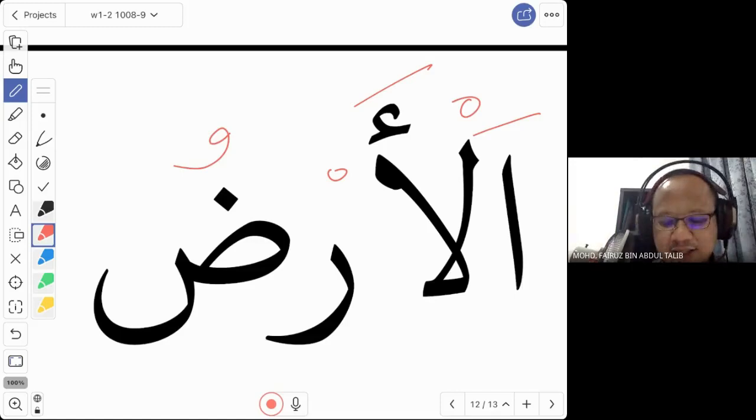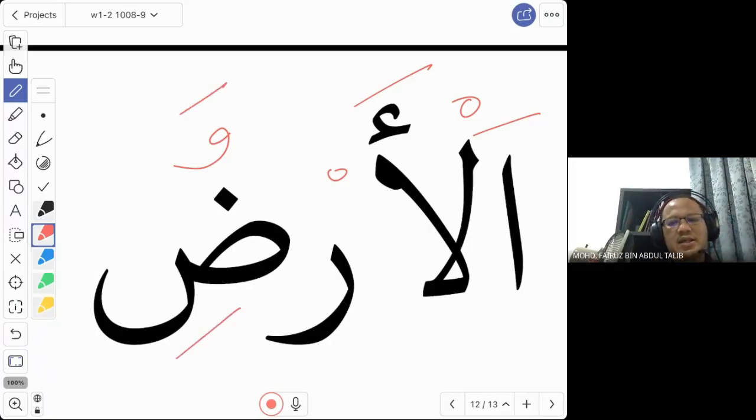Well, actually, the last letter can be any vowel. It can be al-ardu, it can be al-arda, it can be al-ardi. But most of the time, we write it with a dhamma because that is the default sign, the default symbol of a word. So we just say al-ardu.